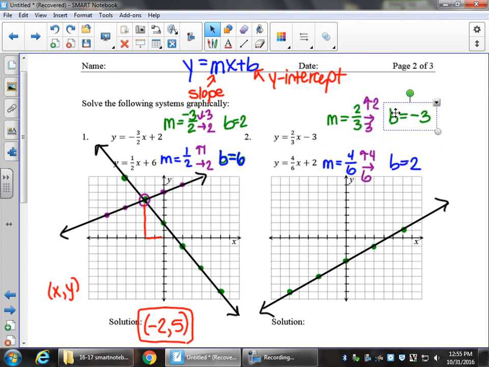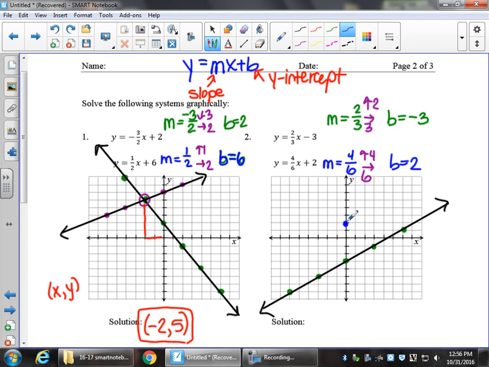Just so we can keep these separate, I'm going to move this up. We're going to graph b equals 2 first, which means I go to 2 on my y-axis. That's my y-intercept right here at 2. We're going to count up 1, 2, 3, 4, right 1, 2, 3, 4, 5, 6. Can't count anymore this way, so go back to your intercept and do the opposite. The opposite of up and right is down and left. So down 1, 2, 3, 4, left 1, 2, 3, 4, 5, 6. Let's get our straight edge.